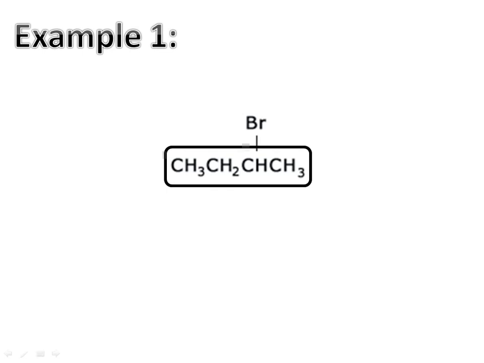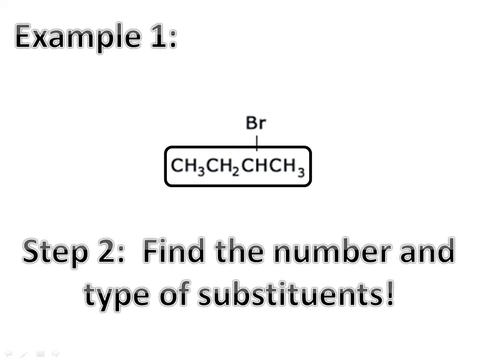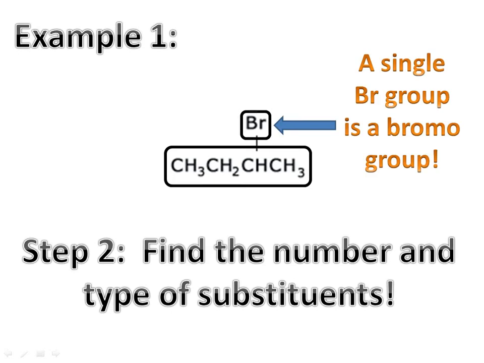So step 2, now that we know what the parent chain is, is to find the number and type of substituents that are hanging off of the parent chain. So in this case, we only have one thing that we haven't circled yet, and that is our Br. So the Br is going to be our substituent. A Br group is called a bromo group.